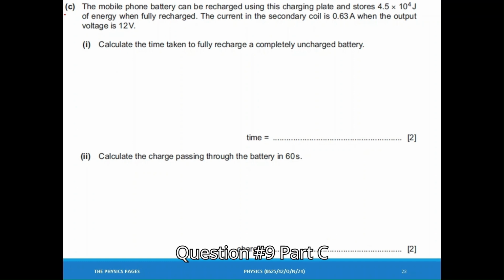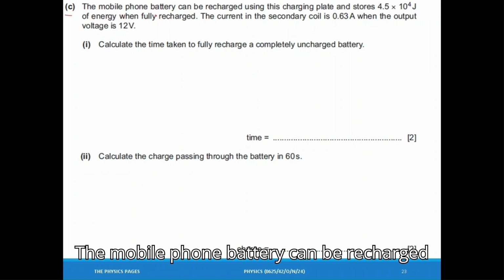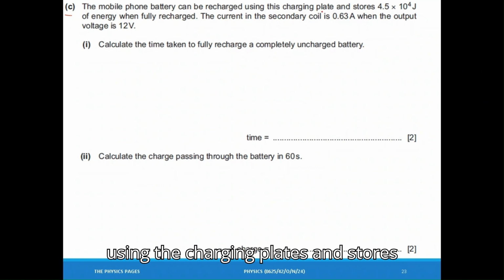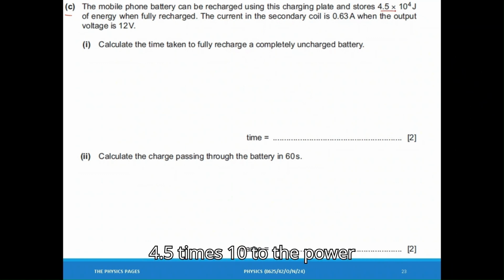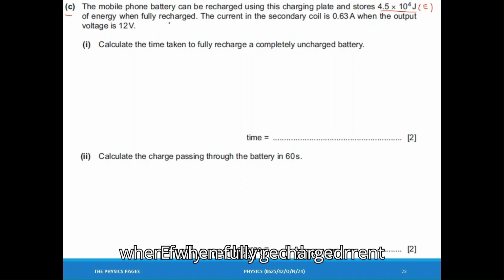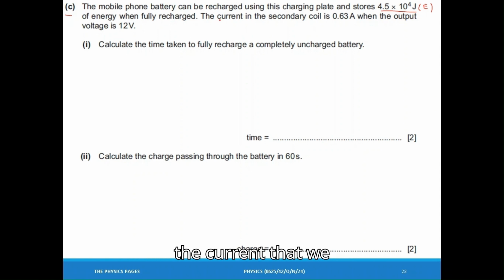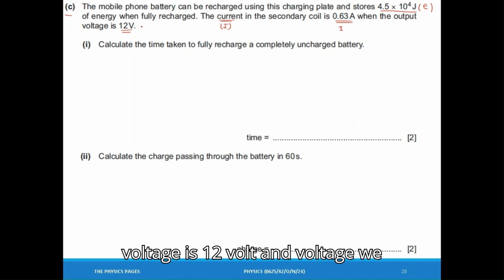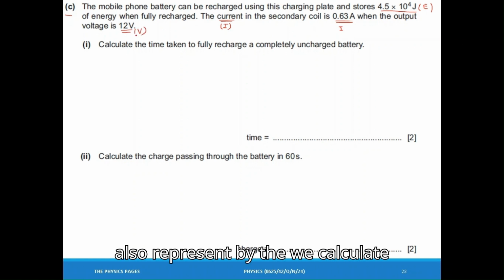Question number 9, part C. The mobile phone battery can be recharged using the charging plates and stores 4.5 times 10 to the power 4 joule energy. Usually we represent energy by E. When fully recharged, the current that we usually represent with symbol I in the secondary coil is 0.63 ampere. The output voltage is 12 volt, and voltage we also represent by V.